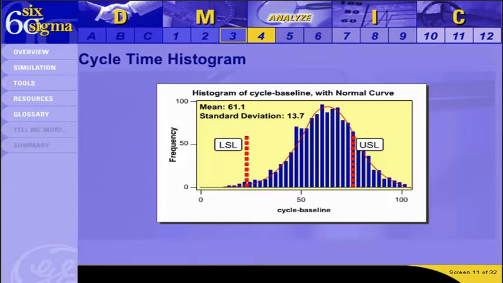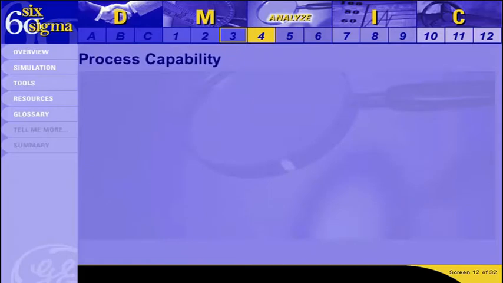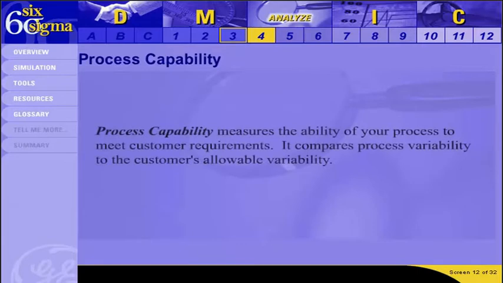Click Next to continue. There are several related terms which you must comprehend before you can continue. The first is process capability. The process capability measures the ability of your process to meet customer requirements. It takes the customer viewpoint and applies it to an analysis of your process.